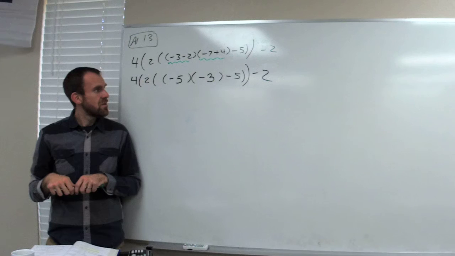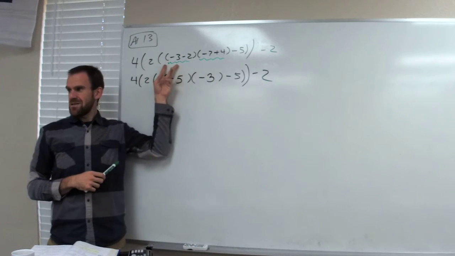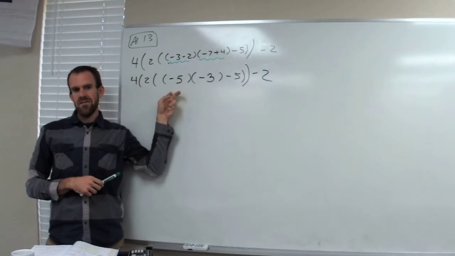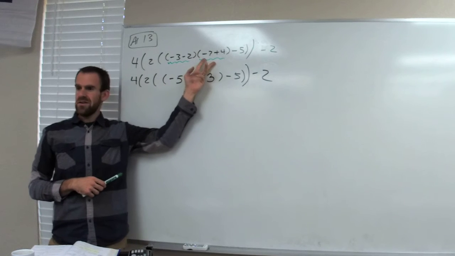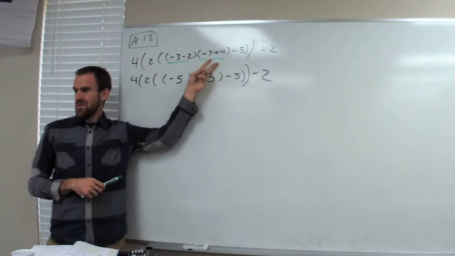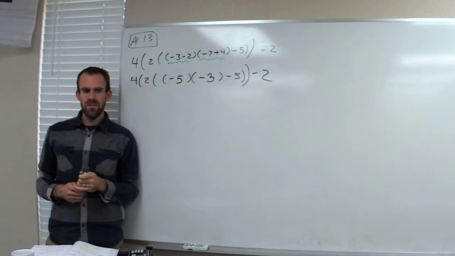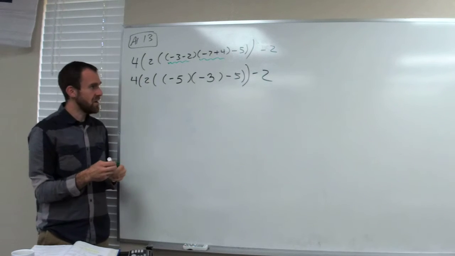So, negative 3. Here, they have the same sign, so you add them. 3 plus 2 is 5. Keep the sign. Here, they have different signs, so you subtract them. 7 minus 4 is 3. Keep the sign of the bigger number, which in this case is negative 3.